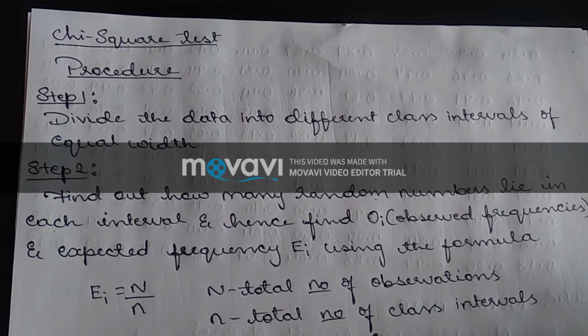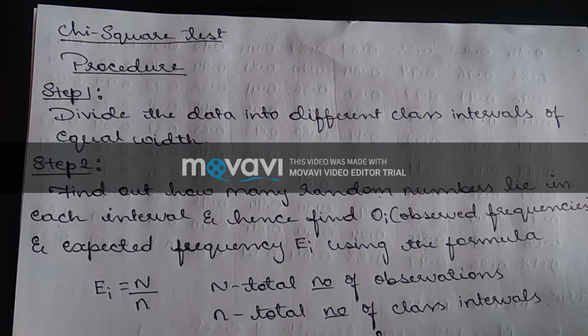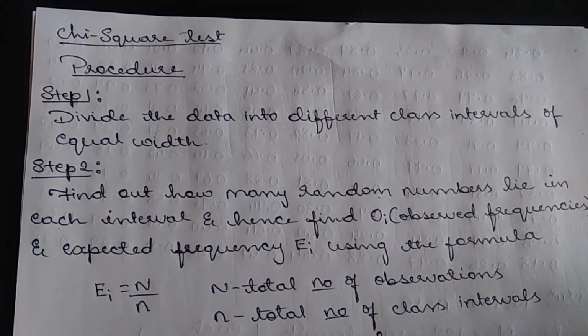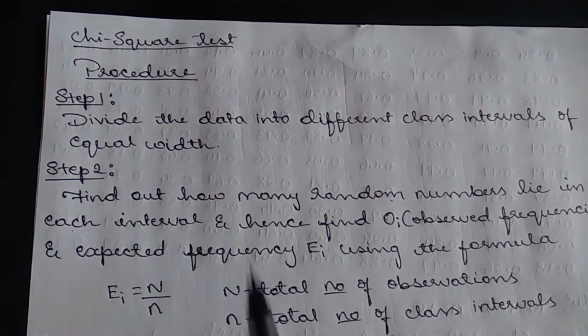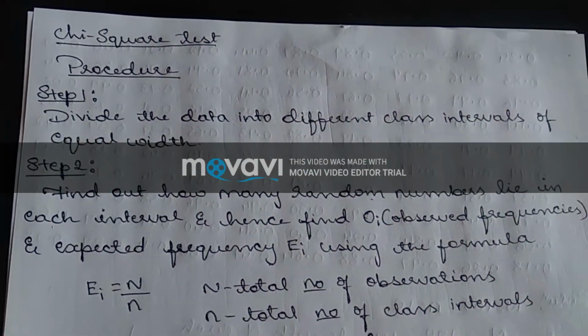In the last class I mentioned we have two different tests to check the uniformity of random numbers. One is the KS test, that is the Kolmogorov-Smirnov test, which we have already seen. Today I am going with one more test, called the chi-square test. Here also we have a procedure to solve the problem.